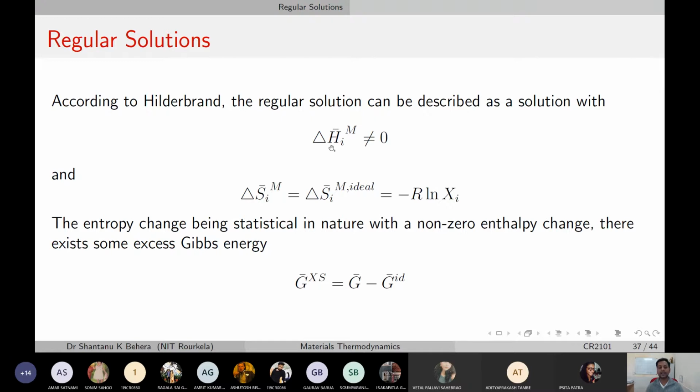Okay. Now the regular solution we can define as something where the enthalpy change upon mixing is non-zero. That means there is some kind of change in enthalpy. All right. Yet the entropy change upon mixing is equivalent to what it would be when the solution was an ideal solution. That means the delta S upon mixing in the regular solution case is equal to the delta S upon mixing if the solution were ideal.